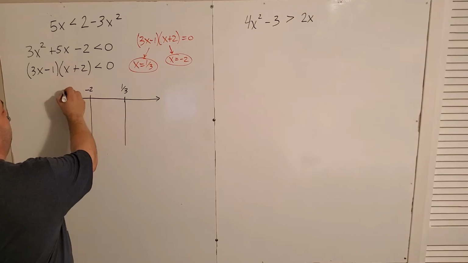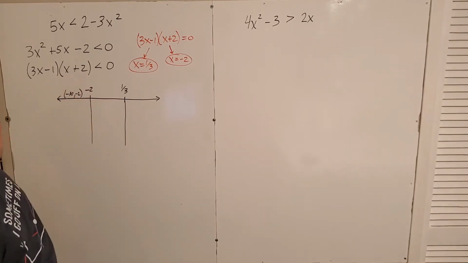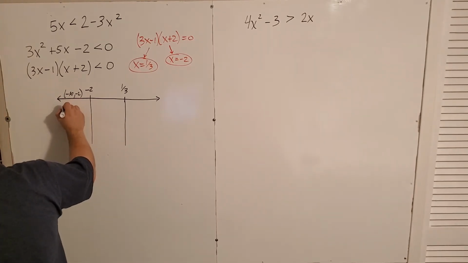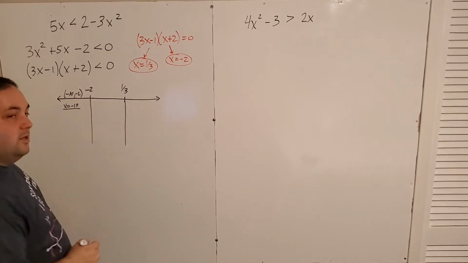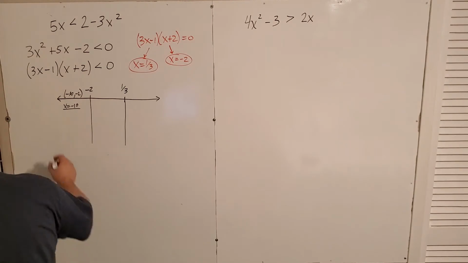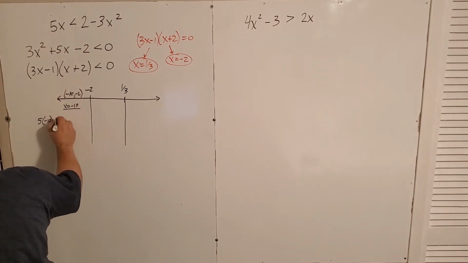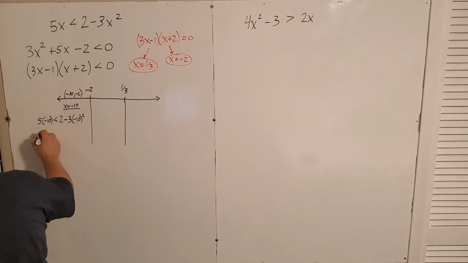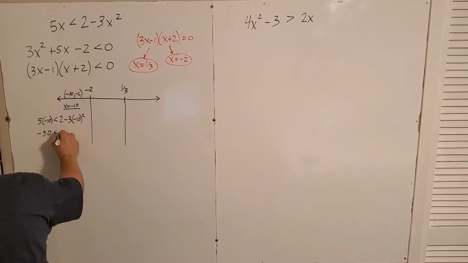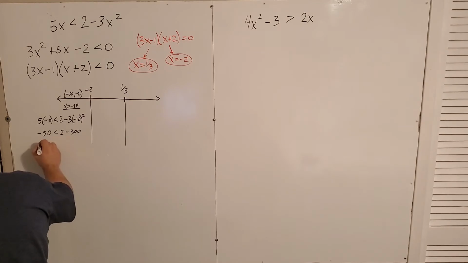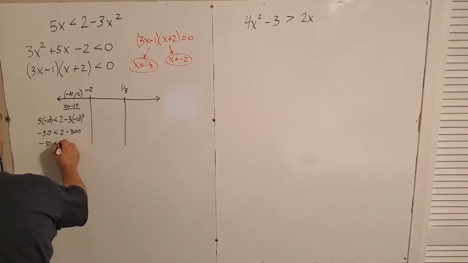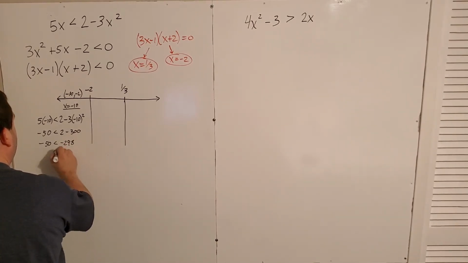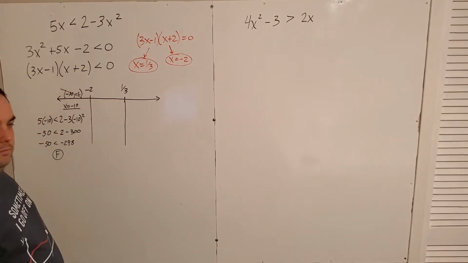This first section right here is -∞ to -2. And I can pick anything in there I want to test. So how about x equals -10? That's usually a pretty easy one to plug in, right? So I'll have 5 times -10 is less than 2 minus 3 times -10 squared. So that's -50 is less than 2 minus 300. Is -50 less than -298? No. False. So I won't be using that interval, right?